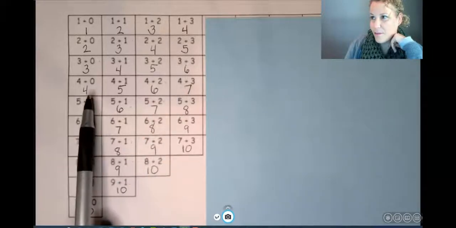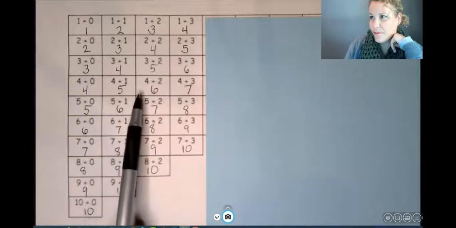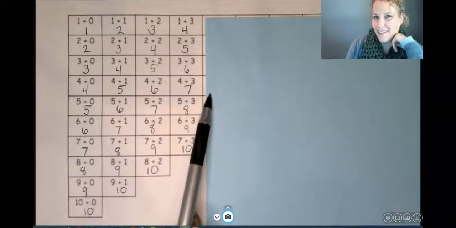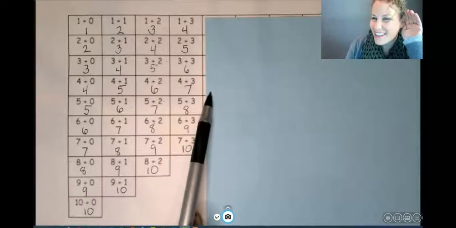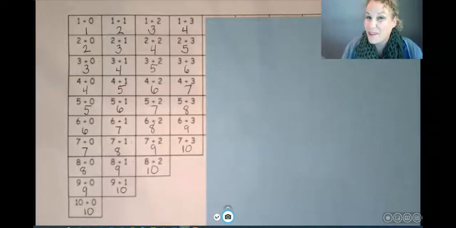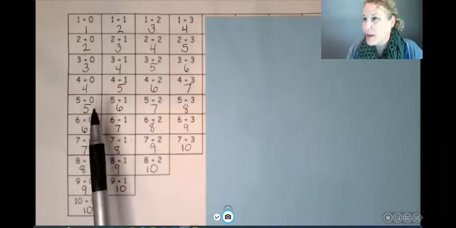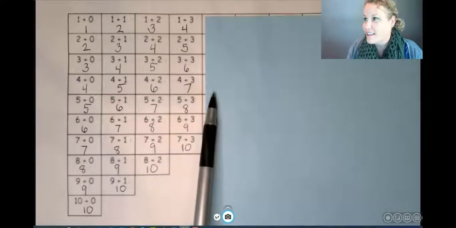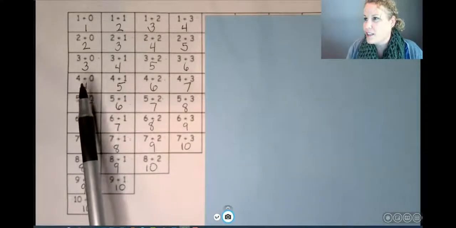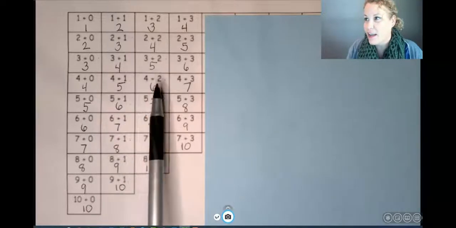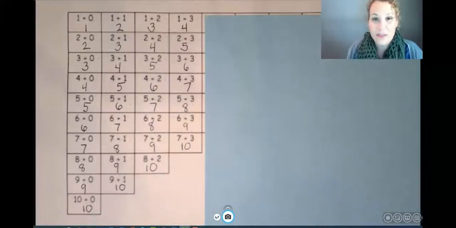Look at this row. What do you predict 4 plus 4 will equal? 8. Some of you might just know that 4 plus 4 is 8. It's a double. We learned doubles recently. But also look at the pattern. 4, 5, 6, 7, 8. The only thing that's changing in the expression is the second addend increases by 1 each time. And that makes our solution increase by 1 each time.